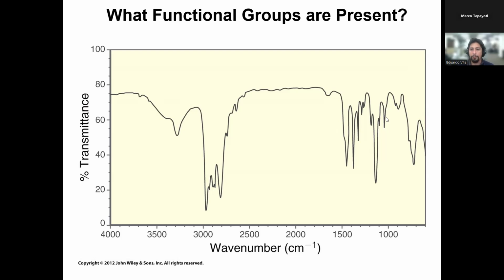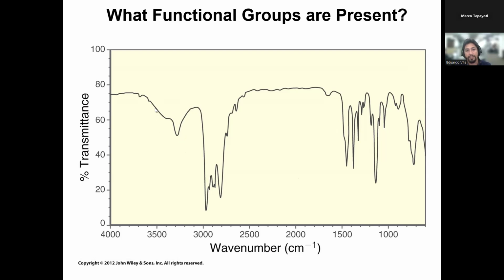That's right, secondary amine. And why an amine? Because you have that singular kind of weak peak, but it's still very sharp. It's at around 50%. That's not considered very strong. There's only one of those peaks. It is above 3300, so that is characteristic of a secondary amine. That is a nitrogen hydrogen stretch.